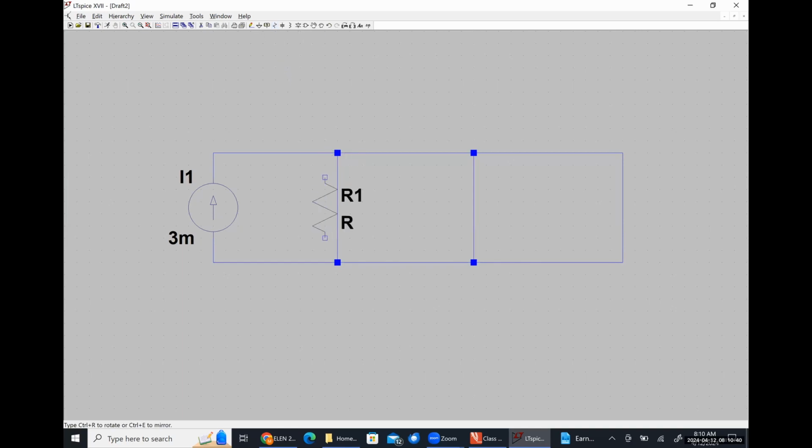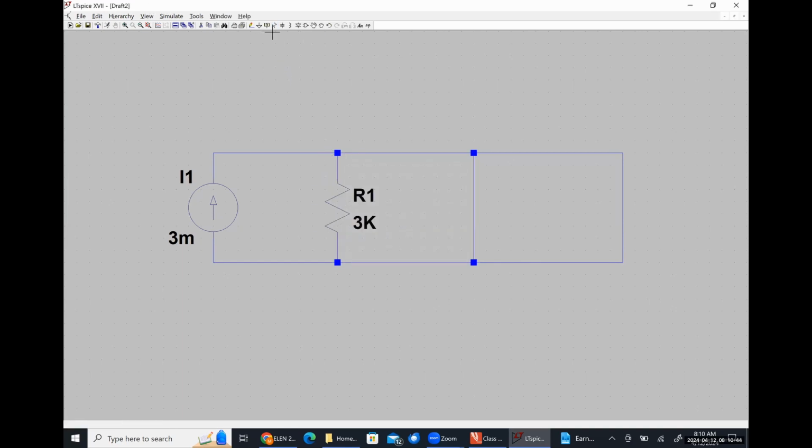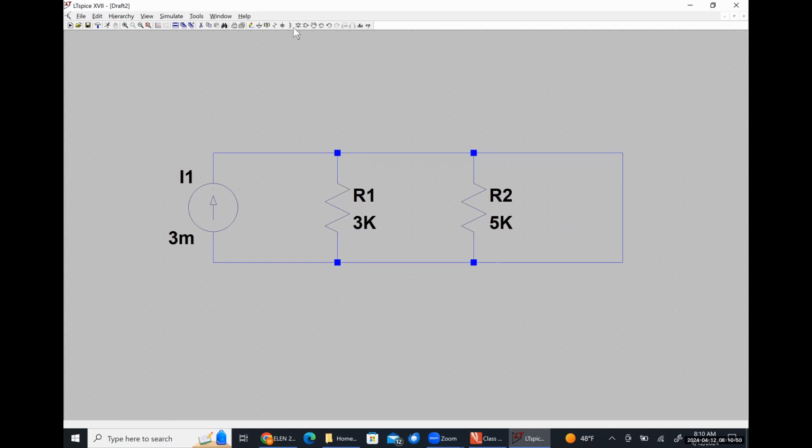So if memory serves me correctly, this is my 3 kilo ohm resistor. And this other one is a 5. And then over here on the right-hand side, I have my 10 Henry inductor. And then across here, I have a capacitor whose value is 10 micro.